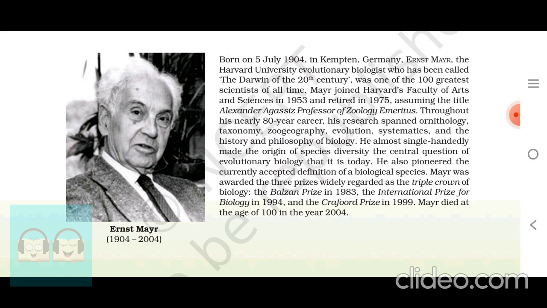He almost single-handedly made the origin of species diversity the central question of evolutionary biology that it is today. He also pioneered the currently accepted definition of a biological species. Mayr was awarded the three prizes widely regarded as the Triple Crown of Biology: the Balzan Prize in 1983, the International Prize for Biology in 1994, and the Crawford Prize in 1999. Mayr died at the age of 100 in the year 2004.